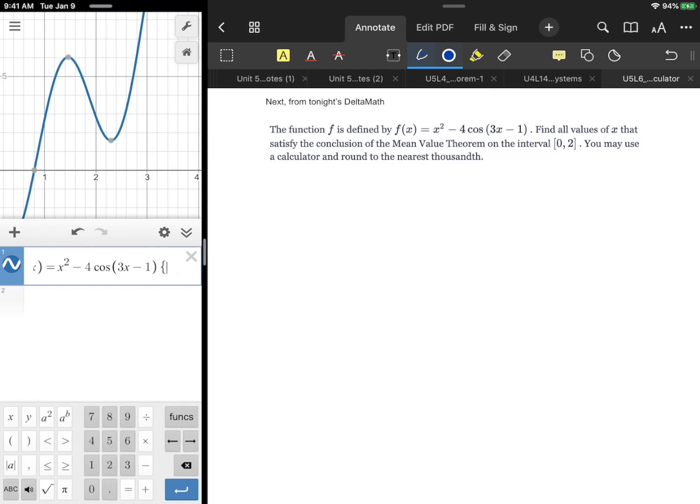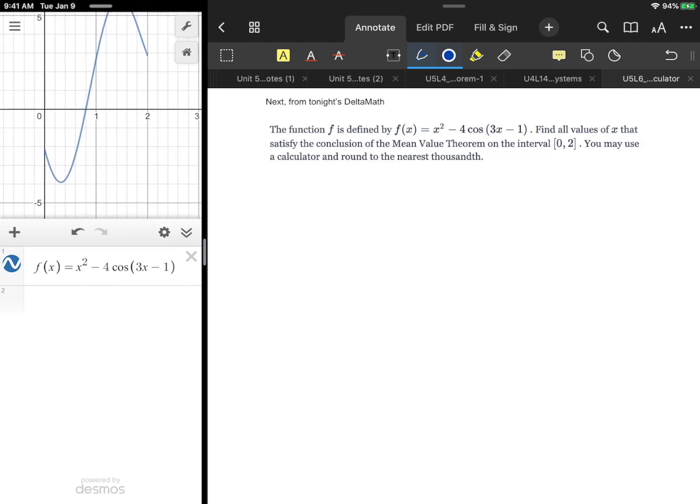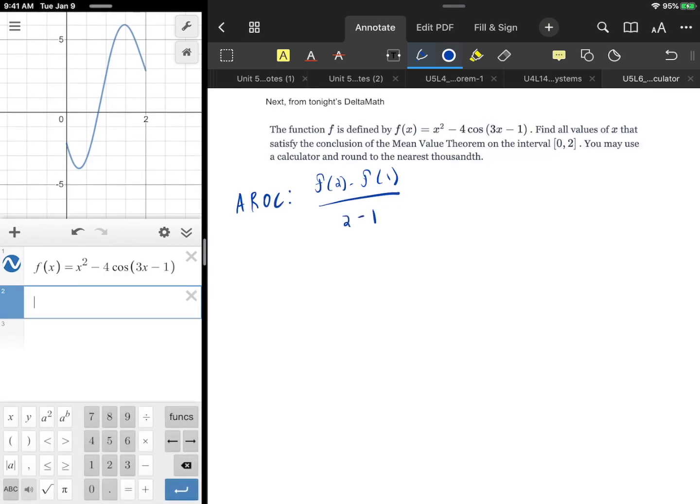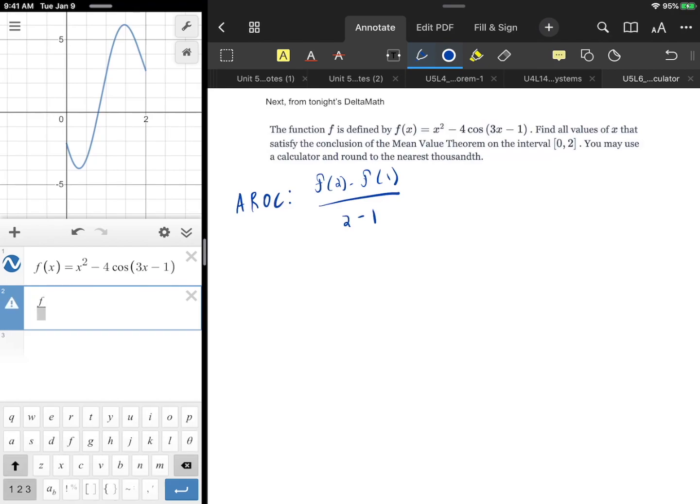So just to lock my mind in here, I'm going to do 0 is less than x is less than or equal to 2. All we care about is this section here. So first I need to calculate the average rate of change, which will be f of 2 minus f of 1 all over 2 minus 1. Technically you could do that all out, but it's way easier to just do this on Desmos, and you could do it just like this on your calculator.